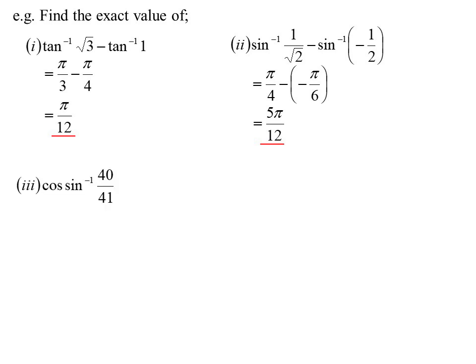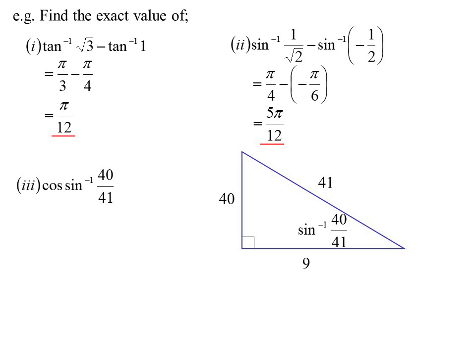The cosine of the inverse sine of 40 on 41. Remember, when we're talking about inverse sine, inverse cos, or any inverse trig, that is an angle. So we're saying the cosine of an angle here, 40 on 41. Personally, I just think of the triangle. There's an angle in this triangle that is the inverse sine of 40 on 41. That means its sine ratio is 40 on 41. A bit of Pythagoras, I'll get the other side's 9. So what's the cosine of that angle? 9 on 41. Other way around.